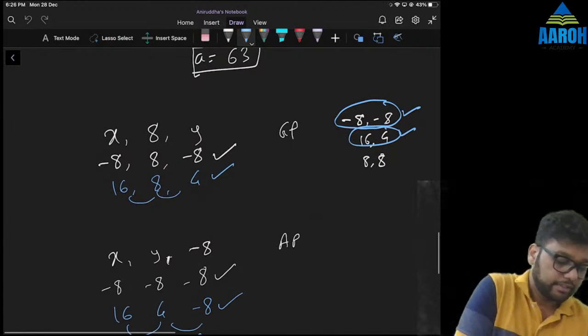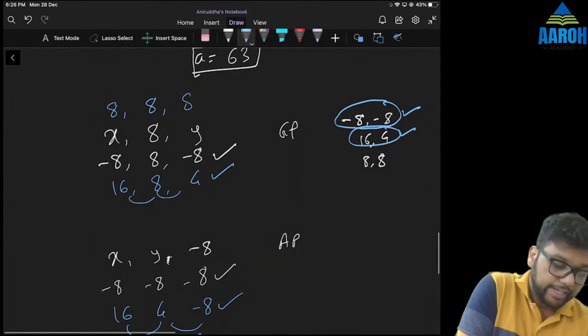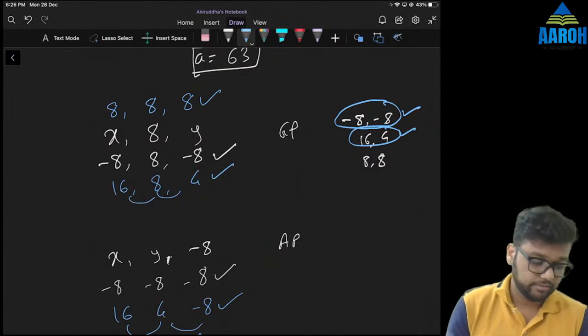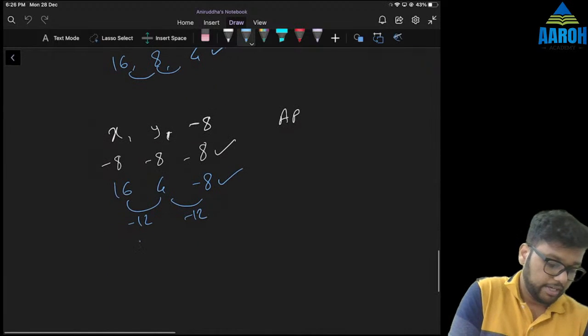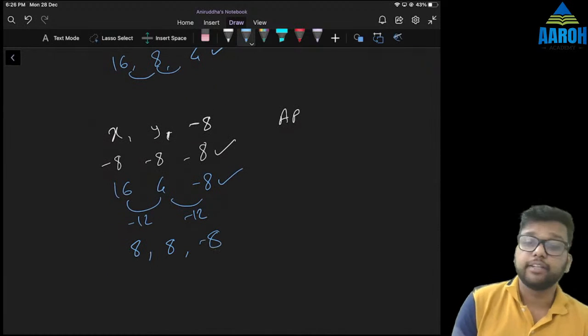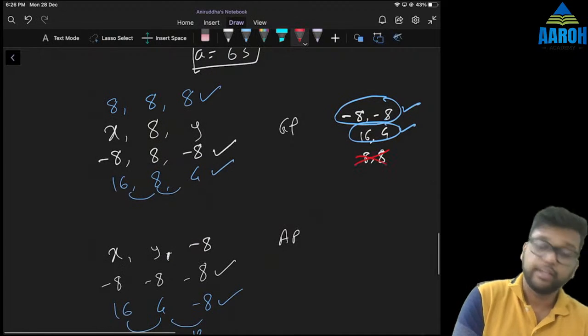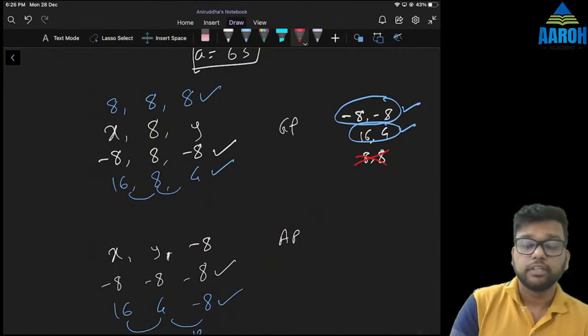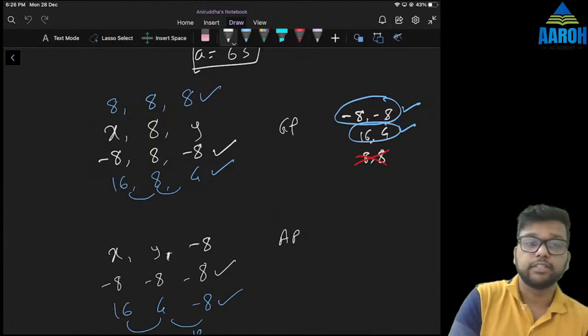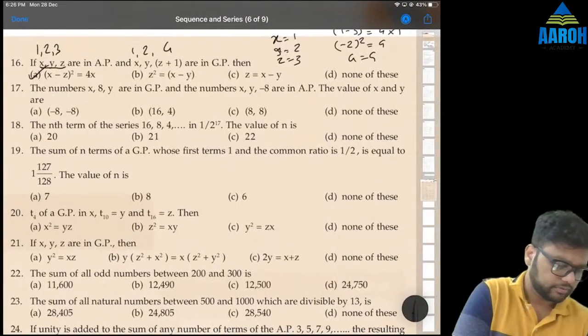Third one also, let's check. 8, 8, 8, that is in GP, that is correct. But 8, 8 and minus 8, this is not in arithmetic progression, right? So C is not correct. A and B both correct. Correct, A and B both are the right answers. Good. So AP.